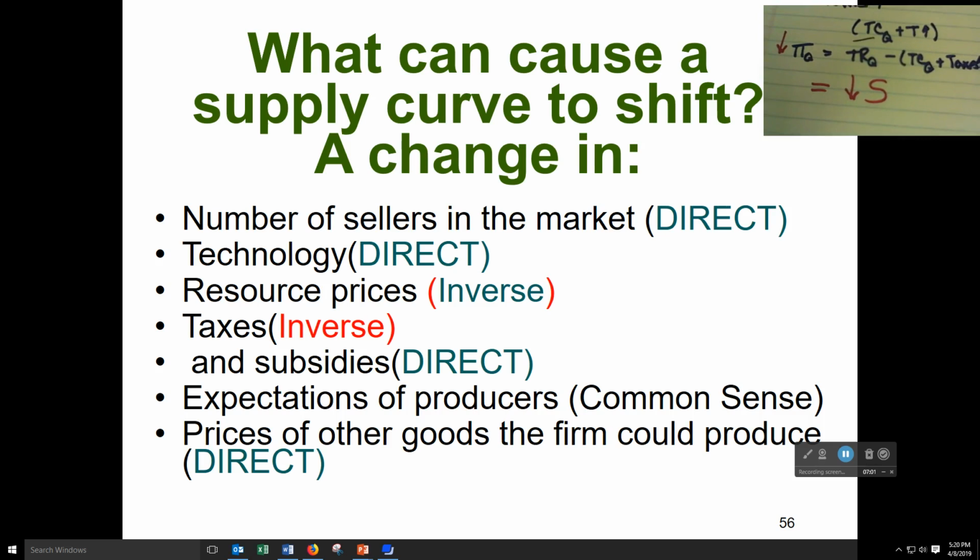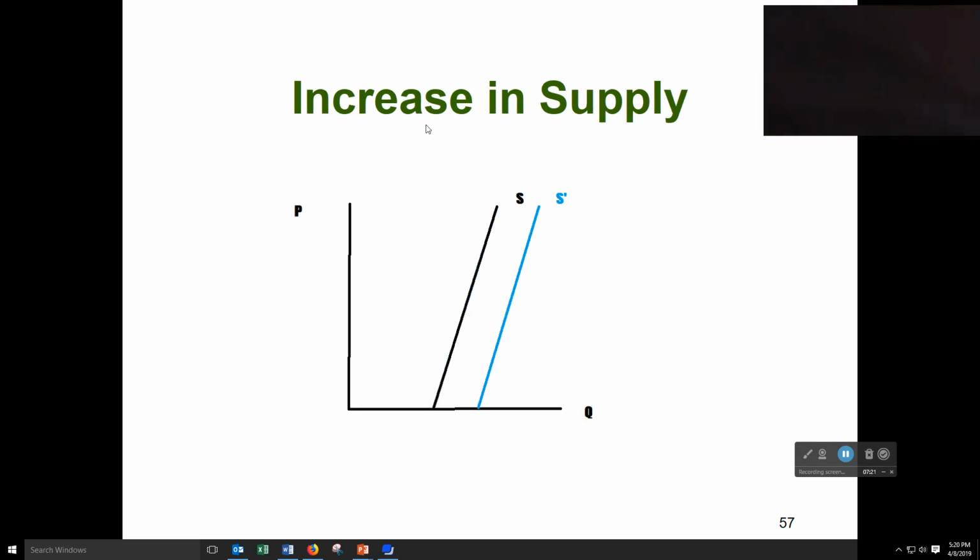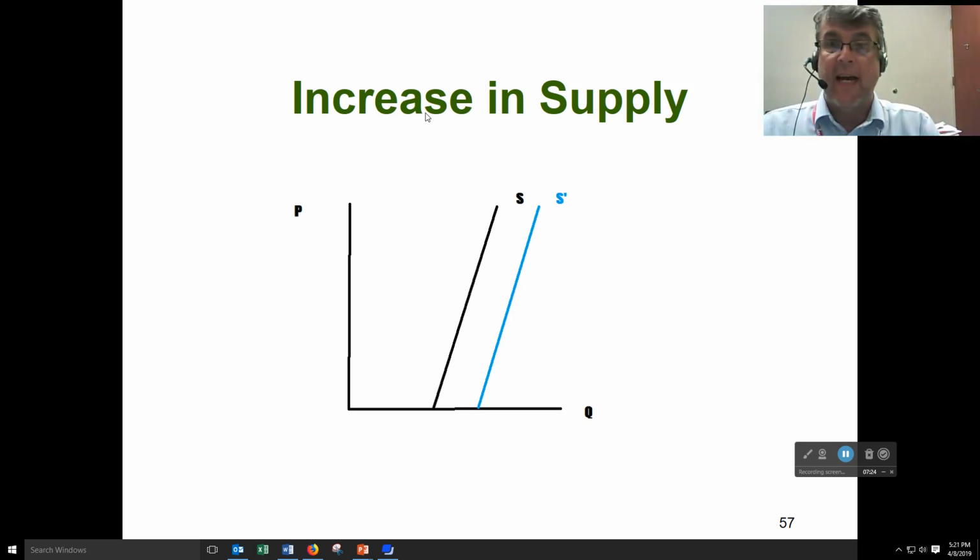If it's less profitable to produce any given level of output, you're going to produce less output and offer it for sale at any given price. And that is by definition a decrease in supply. So if we look here, a decrease in taxes would cause an increase in supply. Think of gasoline taxes. If they reduce the taxes on a gallon of gas, that would make producing and getting gasoline to the gas station in front of your house more profitable. Therefore, firms would supply more gas at any given price.